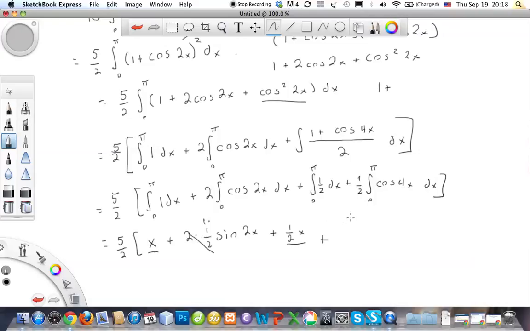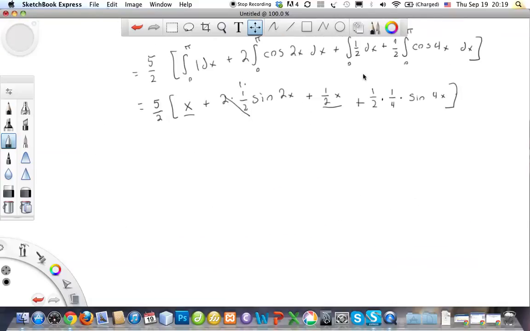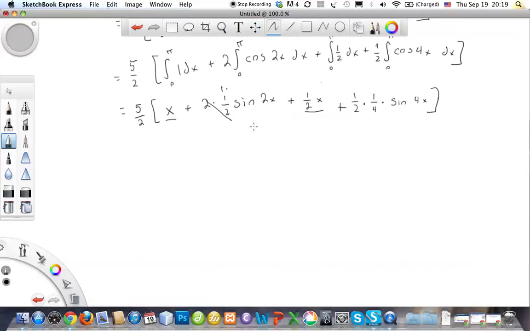So plus, okay, we're going to have 1/2 times, alright, so the integral of cosine of 4x is going to be the sine of 4x divided by 4, so we're going to have 1/4 times the sine of 4x. Here's our integral. I'm going to move this down a little bit. Alright. So now this is going to end up becoming a 1/8 sine of 4x.